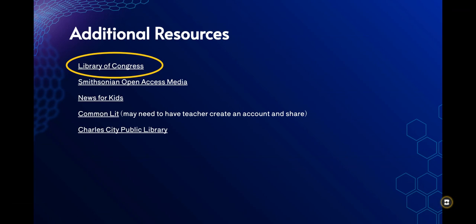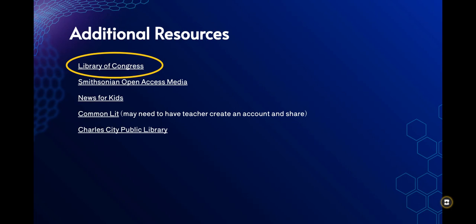Okay, additional resources to check out. Library of Congress would be a recommendation of mine. Check that out. This is where we have Archive of National Documents. Smithsonian Open Access Media, that's with the Smithsonian Museum, and they have photographs, and they have paintings, they have everything that's open access, meaning that you can use it for free. You might find some information on News for Kids. You might find information with Common Lit, but the teacher might have to create an account in order for you to access the information.